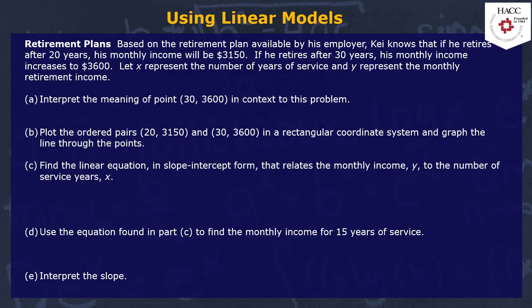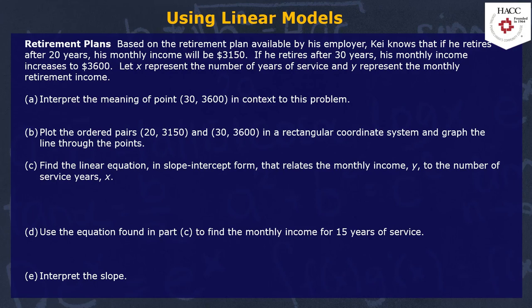Basically, in this question, the main question that would usually be posed to you would be something like in D, to figure out the monthly income if Kai were to retire after 15 years, as compared to these two lengths of time that are in here. And knowing what this slope means is also part of doing that as well. But let's just go through what they're asking us to do.